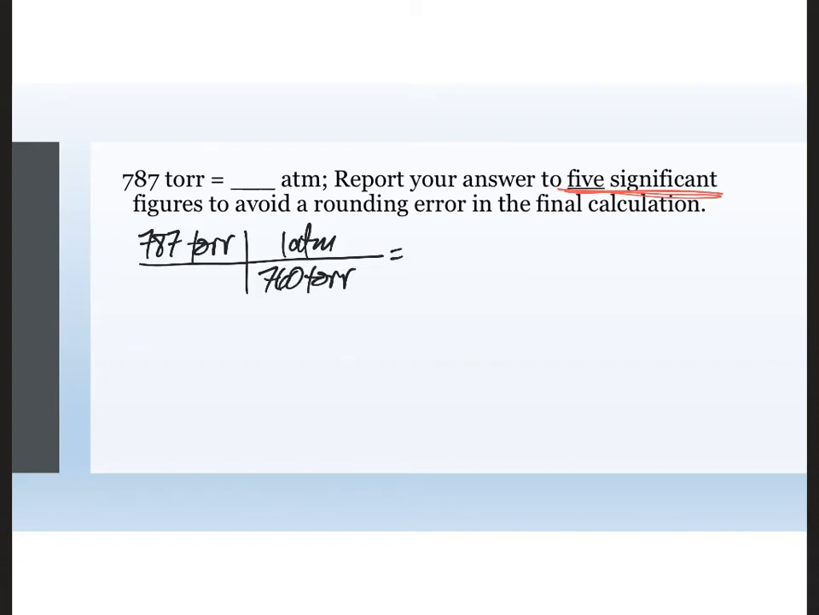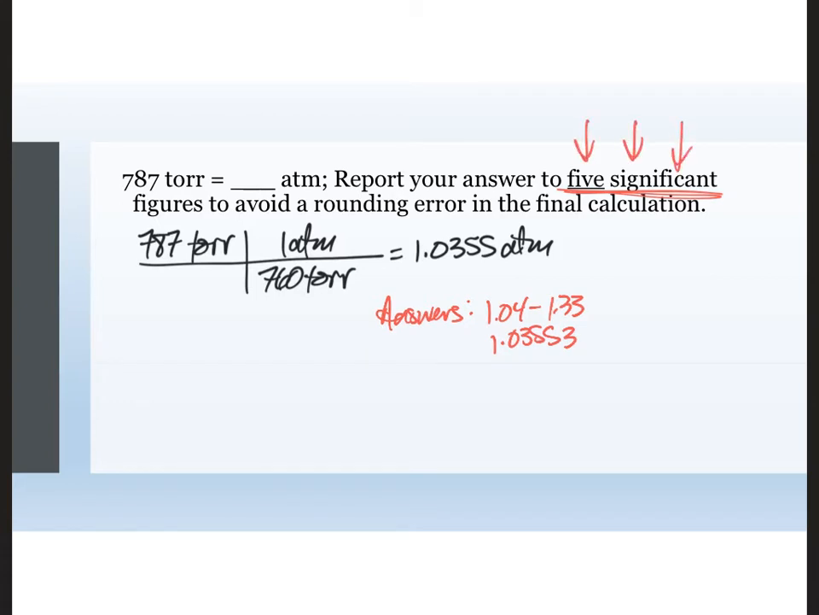So the correct answer was 1.0355 ATM. And I saw answers that were ranging anywhere from 1.04 to 1.33, and I saw a 1.03553. So just be careful whenever you're reading, because this is going to apply to our exams as well.